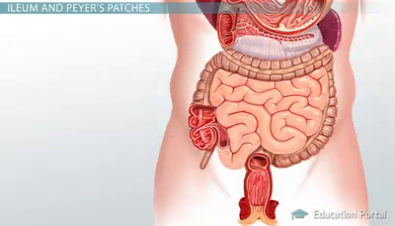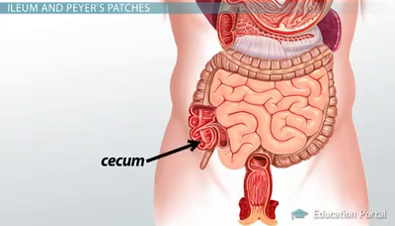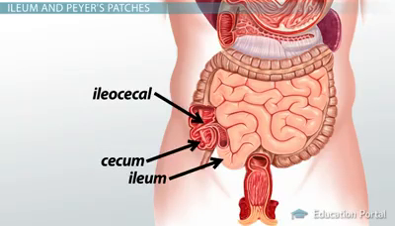Now we see that the first section of the large intestine is called the cecum. We also know that the last section of the small intestine is called the ileum. Therefore, this valve's name is easy to remember because it is the valve that lies between the ileum and the cecum.